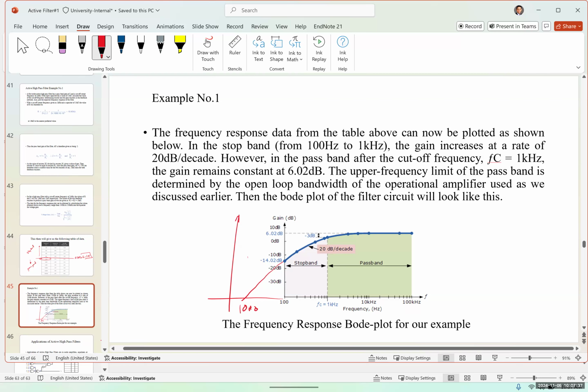This should be around maybe even 10 hertz or something like that. So the cutoff frequency, we can see that it's around 1 kilohertz, where we have a 3 dB point, or 0.707 of the maximum gain AF. Anything after this cutoff frequency is going to be the pass band, and anything before this, or lower than this, is going to be our stop band. This is going to be our pass band, and this is going to be our stop band.